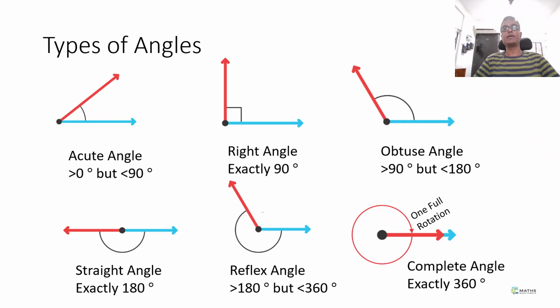After that, we have an obtuse angle, the measure of which is greater than 90 degrees, but less than 180 degrees. Then we have a straight angle, which is exactly at 180 degrees. Post that, we have a reflex angle that's greater than 180 degrees, but less than 360 degrees. And last but not the least, we have a complete angle, which is exactly 360 degrees. This is actually one full rotation.